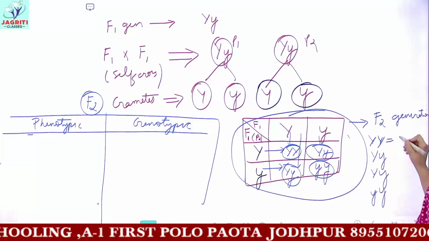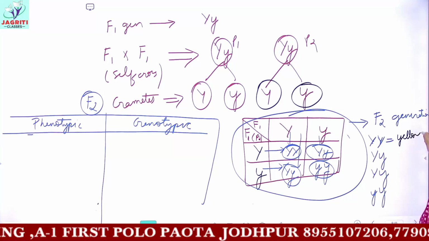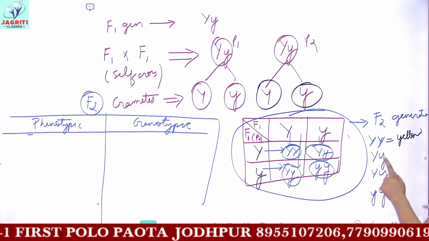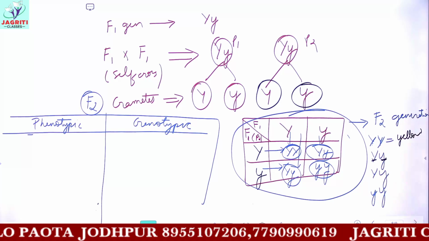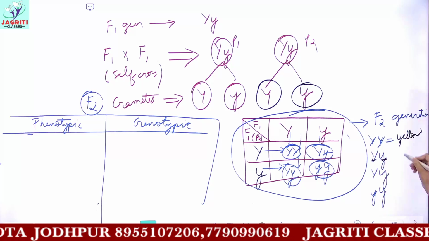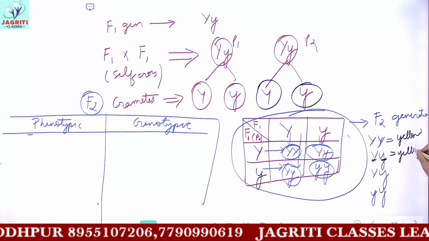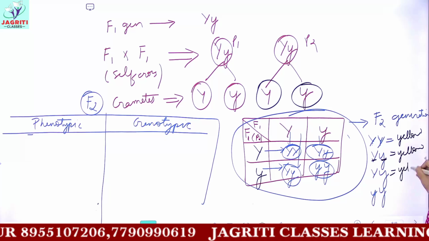This would show yellow color because you have both the dominant alleles. Here you have one dominant, one recessive. But whenever the dominant allele is present, it expresses itself. So here also the color would be yellow. Here also the color would be yellow.